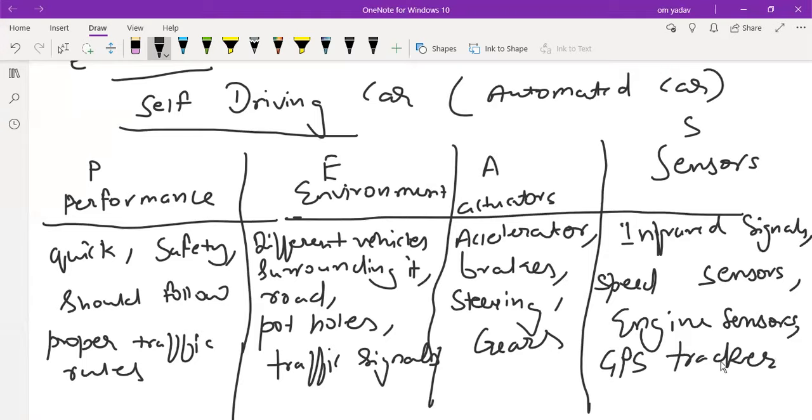So in performance, we want different things like quickness, safety, and following proper traffic rules. In the environment, we have different vehicles surrounding it, the road itself, potholes, traffic signals, and the indicators of the vehicles. In the actuators, we have accelerators, brakes, steering, and gears. In the sensors, different types of sensors can be used to sense the data, like infrared signals, speed sensors, engine sensors, and a GPS tracker.